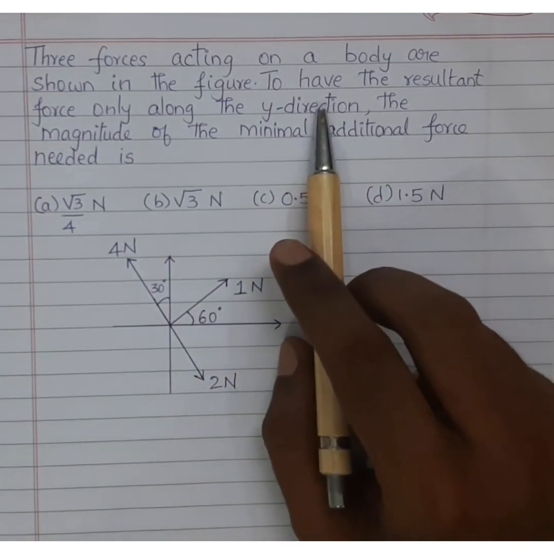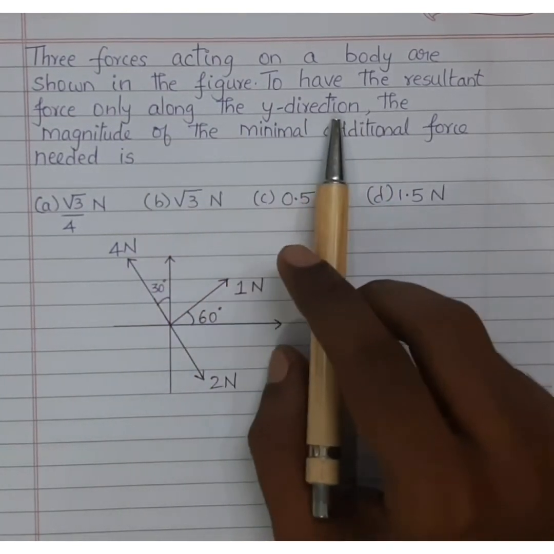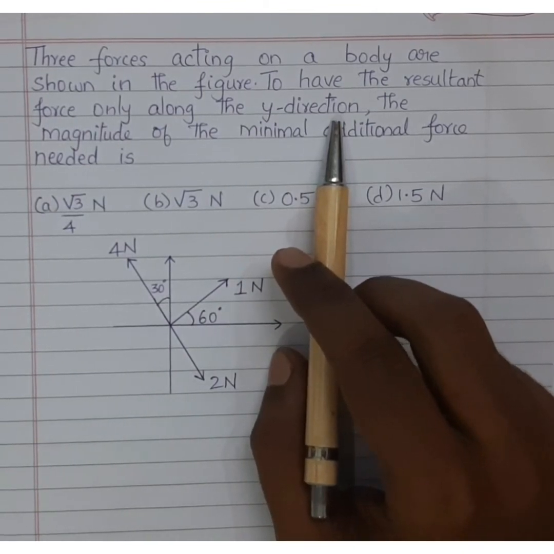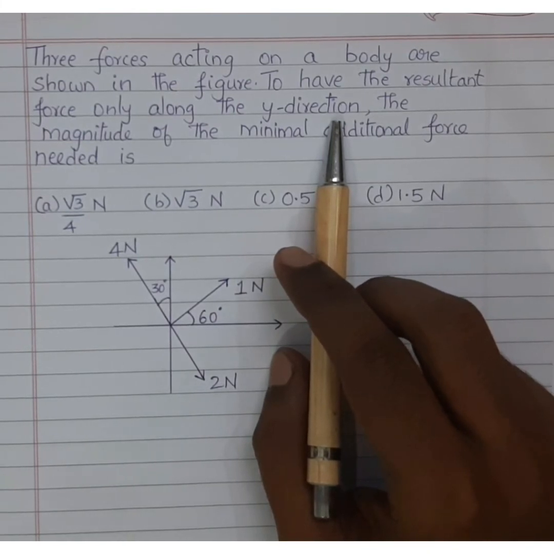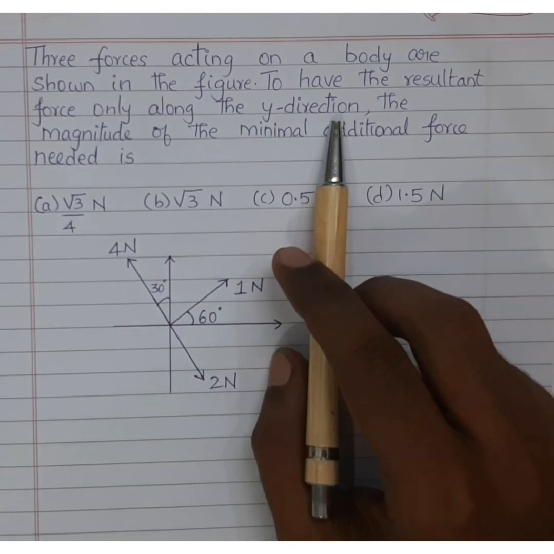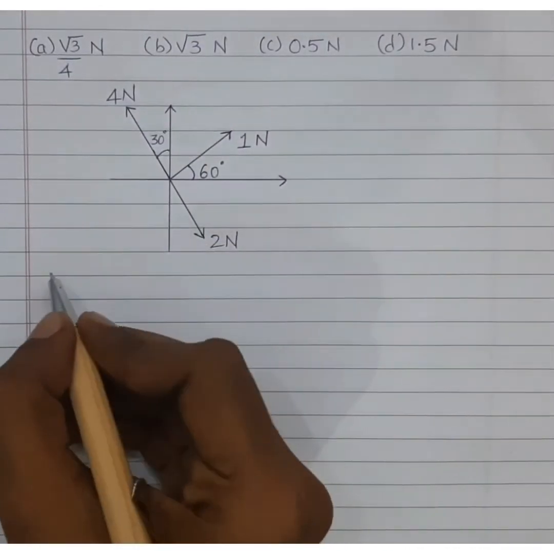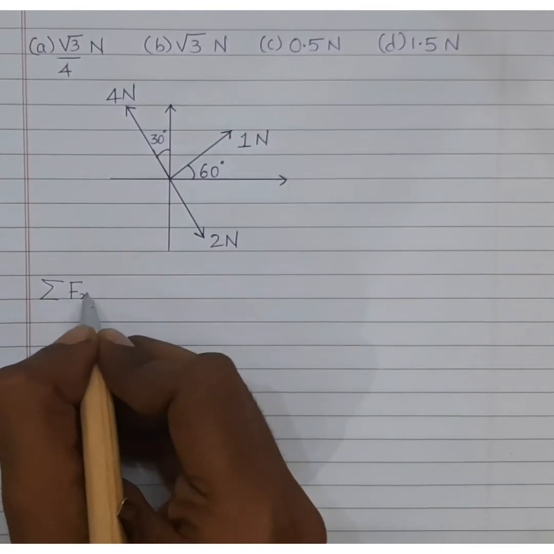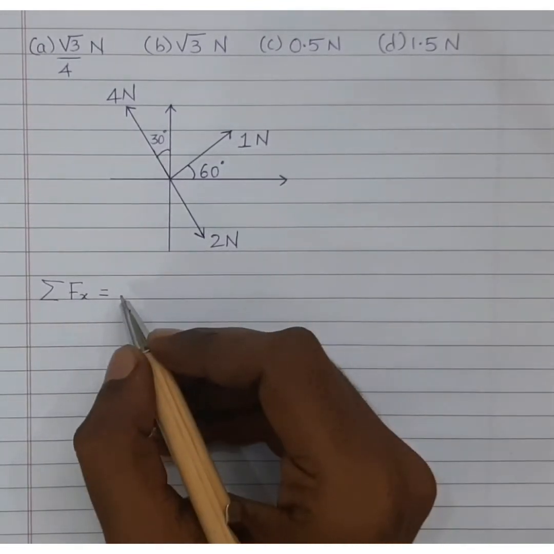So here it's given that the resultant should be along the y direction. That is, the resultant is a completely vertical force. That means the horizontal component of the resultant should be equal to 0. That is, sigma Fx should be equal to 0. So in this sum we have 3 forces. First we will resolve all these forces and then we will find the algebraic sum of the horizontal components.